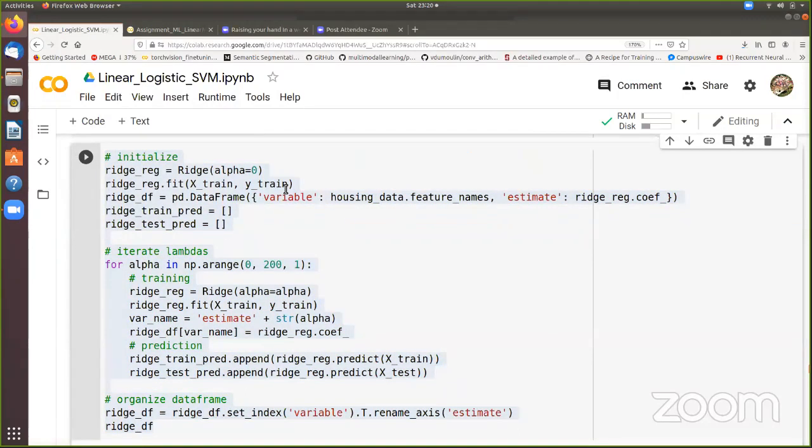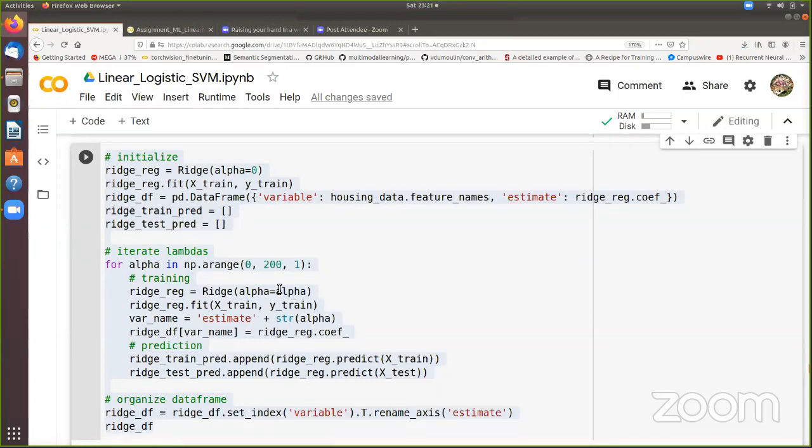Now here you saw in the lecture that we have this hyperparameter for regularization, which we called lambda in the lecture. Here in scikit-learn, they call it alpha. For alpha equals zero, we have just the mean square error as an objective function without any penalty or any constraint. If alpha is zero, it becomes MSE plus lambda times slope squared, so it considers only MSE. Right. So we'll start with lambda equal to zero, then we'll change the values of lambda between 0 and 200 in this loop.